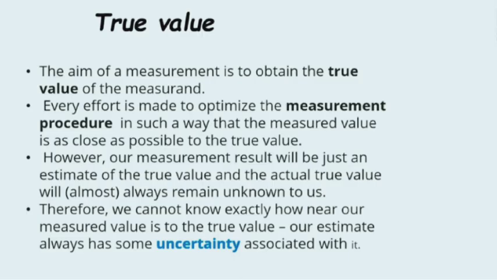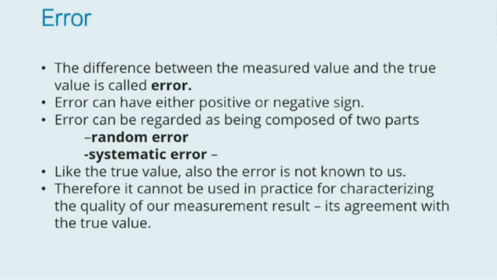Our measurement result will just be an estimate of the true value, and the actual true value will be unknown to us, especially when we come to food analysis. Therefore, we cannot exactly know how near we are to it, and the measurements that we make almost always have some uncertainty associated with them. The difference between the measured value and the true value is called the error. The errors can have a positive sign or a negative sign, so you will find it says plus or minus. That is the error.